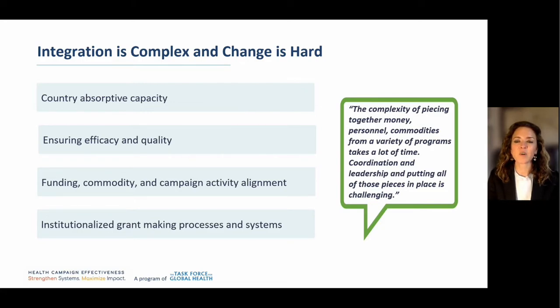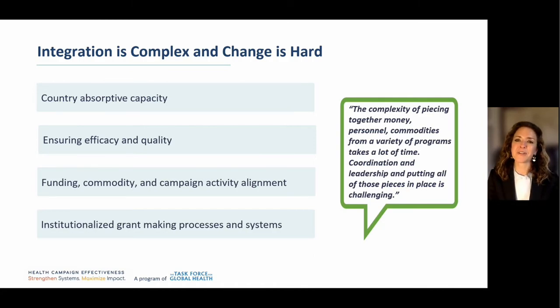Additionally, ensuring quality standalone campaigns can be complex enough without adding on additional populations and interventions, making it a bit of a risk to layer on for reasons of efficacy and quality. There are also challenges aligning funding and commodities and campaign activities across different interventions and antigens. That timetable can be really tough, particularly with delayed disbursements and so on. And many funders have institutionalized grant-making processes and systems, which also may require a big change.